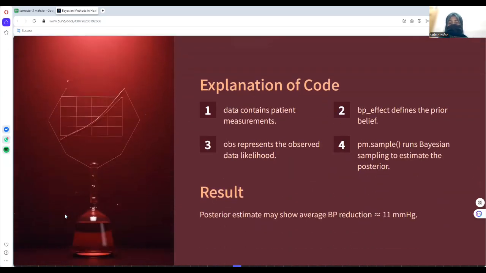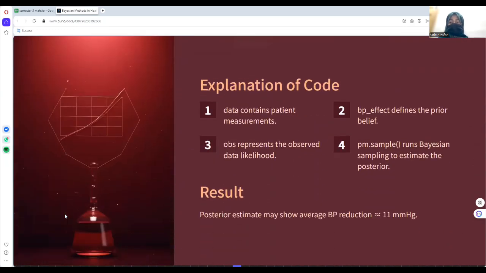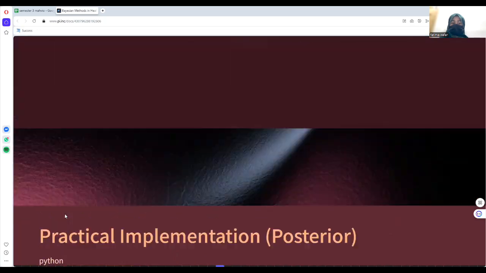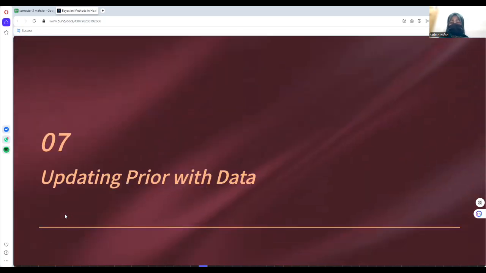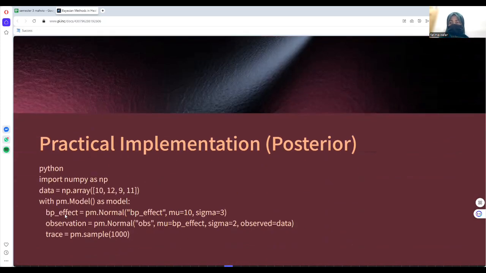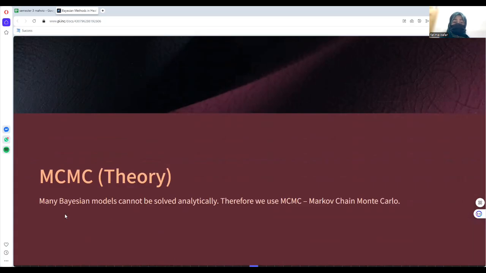After that, we have pm.sample. What does that mean? pm.sample runs the Bayesian sampling to estimate the posterior. So what is our result? The posterior estimate may show the average BP reduction is approximately 11 mmHg. So what is the main concept? The prior and posterior. In the prior, the doctor analyzes before observing the data, and in the posterior, after observation, we update our prior.